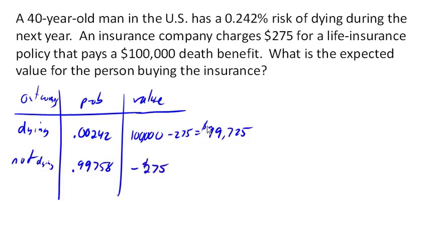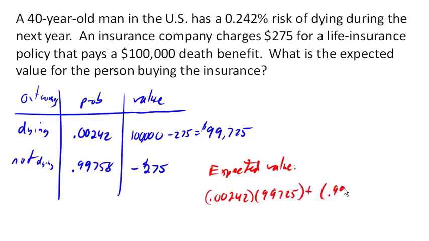Our expected value then is the probability multiplied by the value of the outcome plus our other probability times the value of its outcome. And altogether, that gives us a negative value of 33. In other words, if we had thousands of 40-year-old men, then on average, the men will have lost $33.